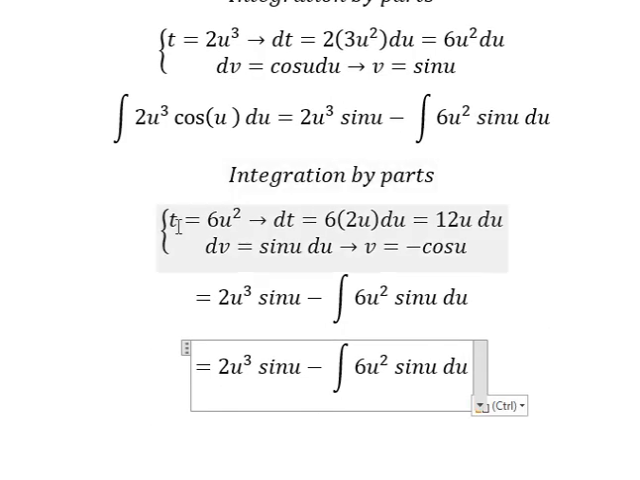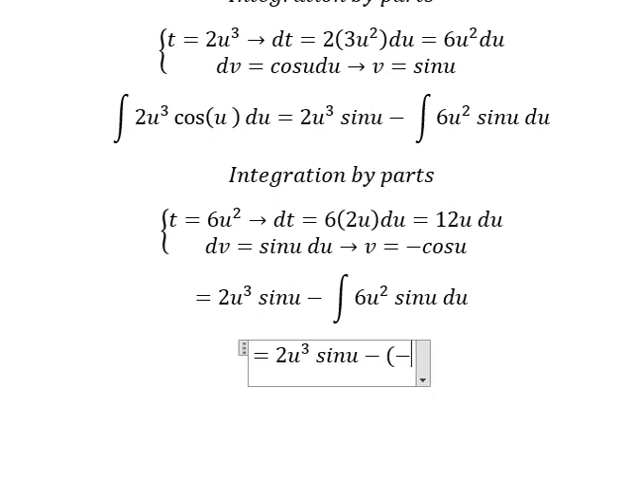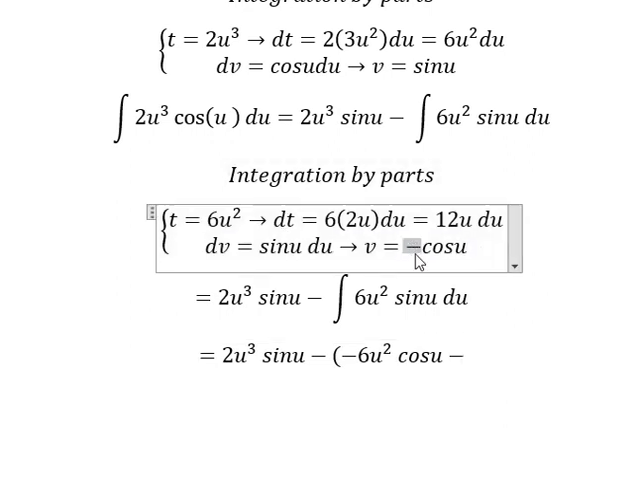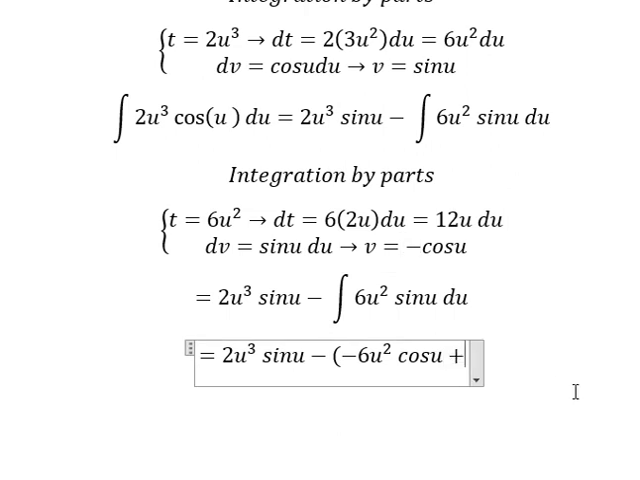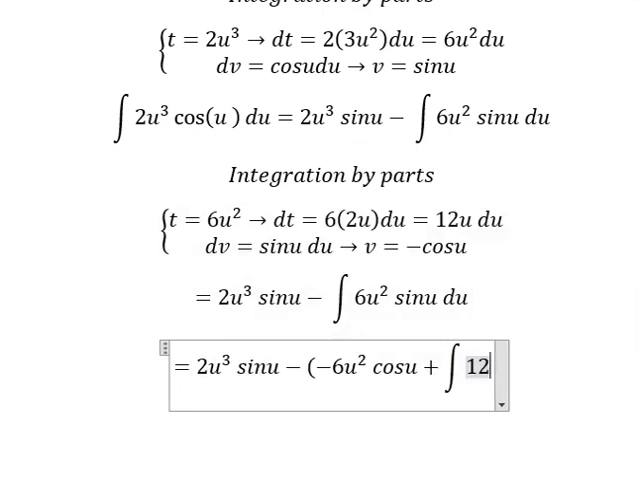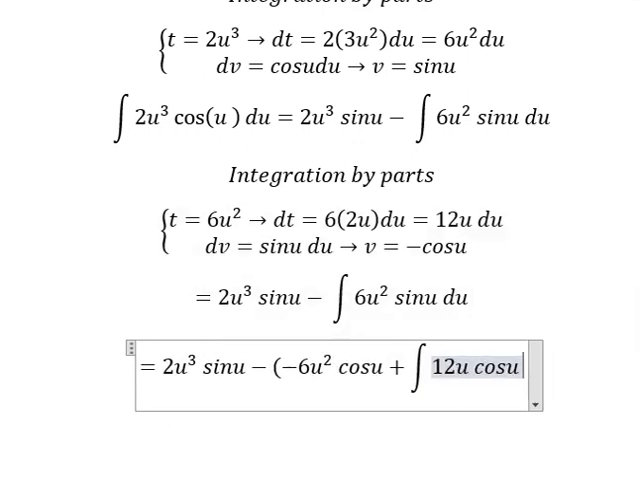So we have t multiplied by v minus t multiplied by v, but we have the negative sign here. Negative with negative, we have positive. And now we have the integration 12u cosine u du.